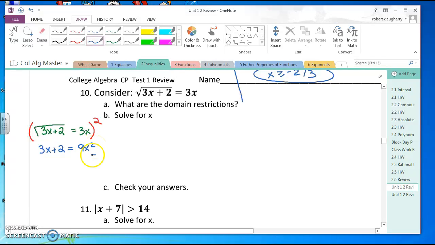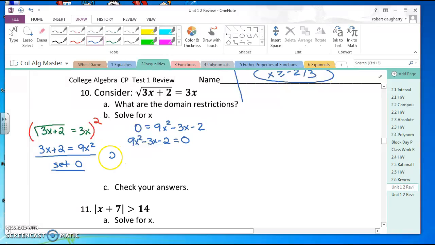Now, to solve this, I need to set it equal to 0. So if I move the 3x and the 2 to the right, I'm going to have 0 is equal to 9x squared minus 3x minus 2. You can go ahead if you're more comfortable writing it as 9x squared minus 3x minus 2 equals 0.